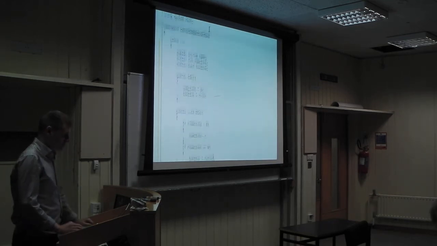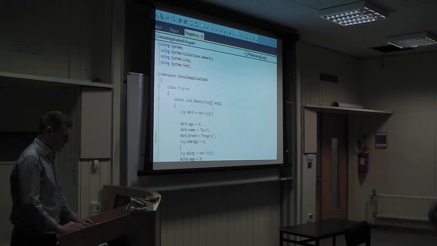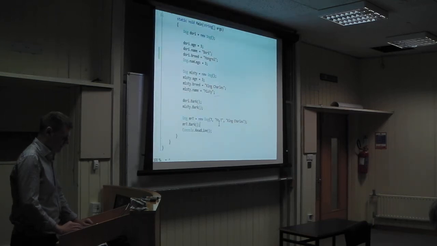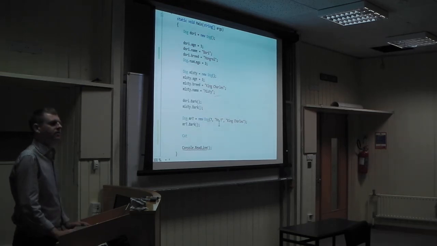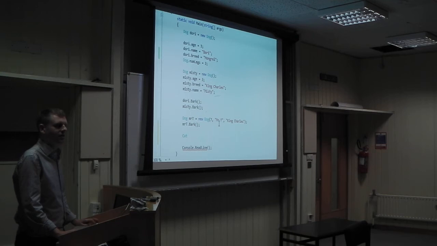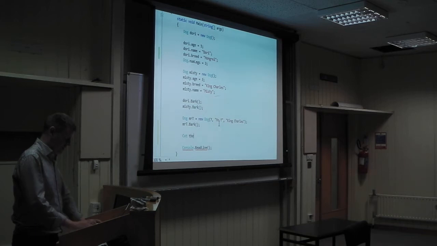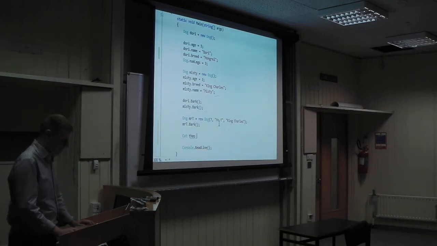Let's jump over to our program here, and now we'll create a cat. Who's got a cat? What's your cat called? Theo! We'll shorten it to Theo, because Theodore is too long to write. Theo equals new cat.